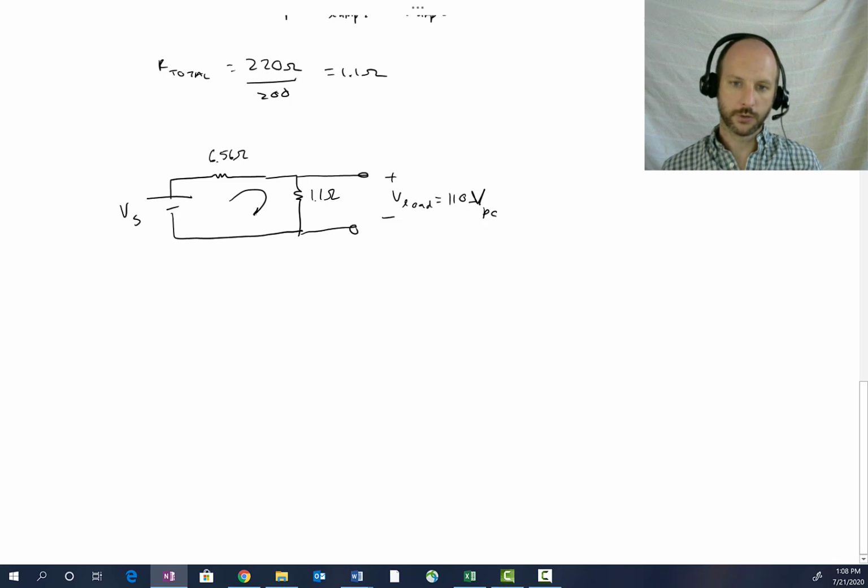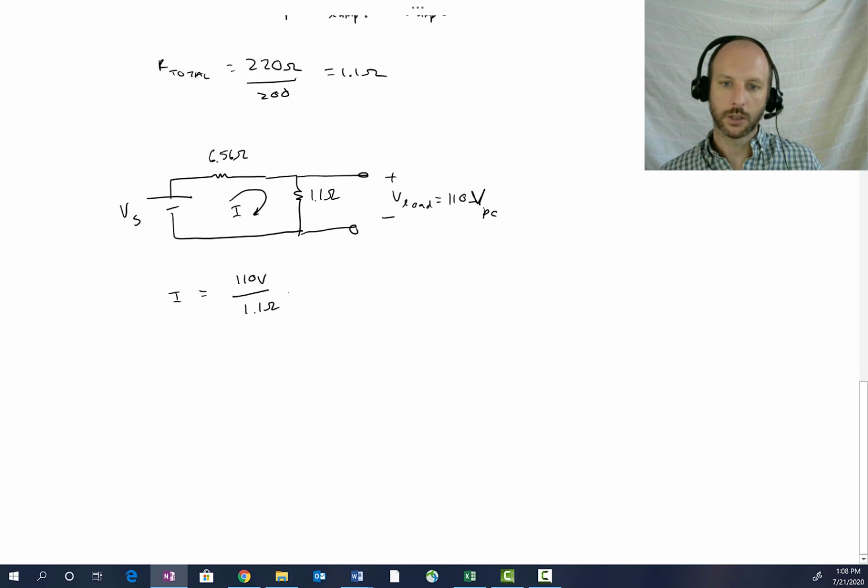There's only one branch in this reduced circuit, so the I flowing through the load has to be the I flowing through the line. And calculate I just by V over R, so that's 110 volts divided by 1.1. That means the load, the combined load, is drawing 100 amps. That's the total load current. It means each lamp's drawing half an amp.